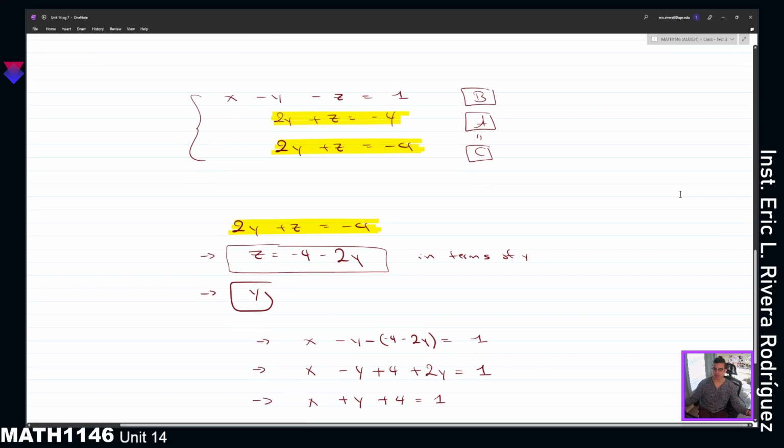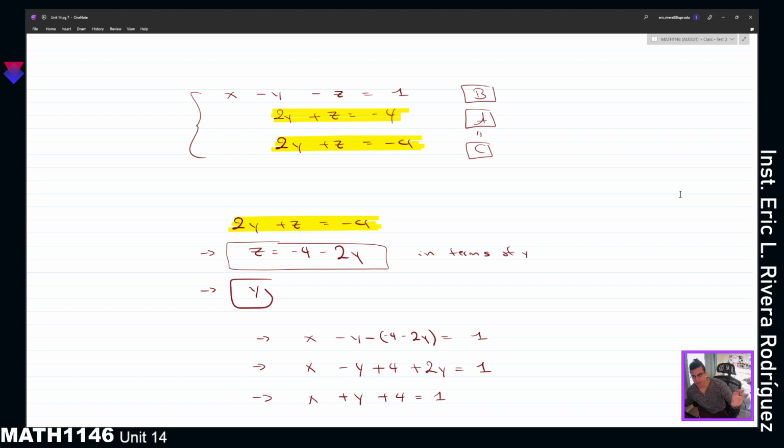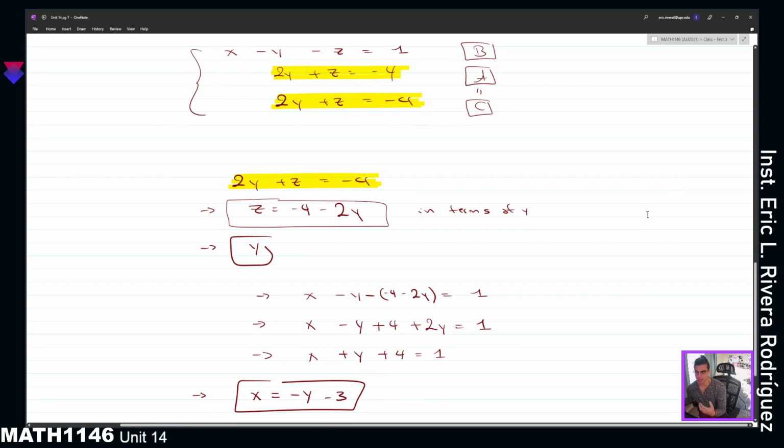In this scenario, since I isolate for Z in the C equation, I found an equation of Z in terms of Y. Now Y becomes the independent variable in this system. Because Y is the independent variable, I have Z as -4 minus 2y.